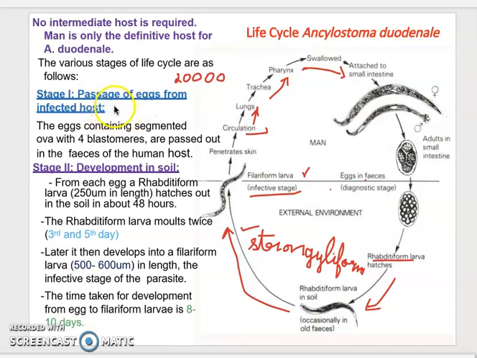That is stage 1, the passage of the eggs from the infested host. So the eggs reach the external environment through the feces laid by the infected host. Then the development inside the soil. So inside the soil, the external development takes place. That is stage 2.